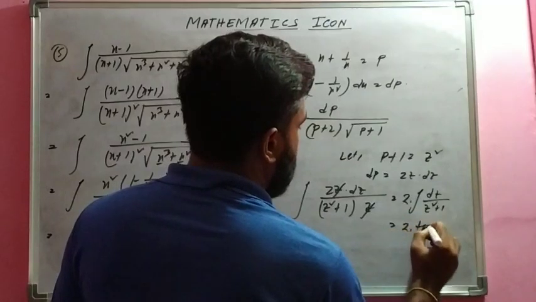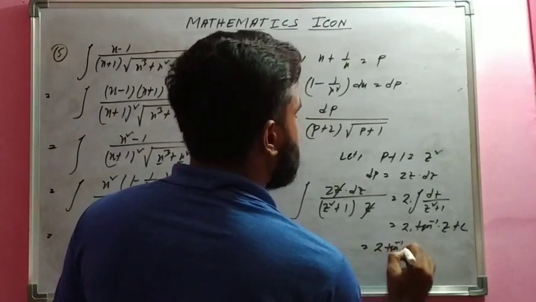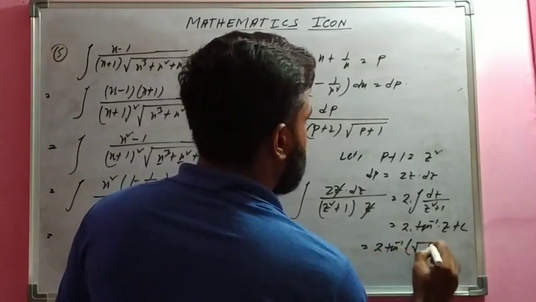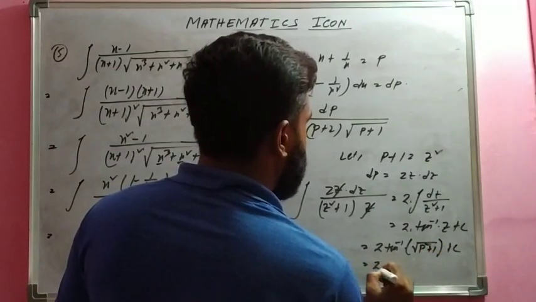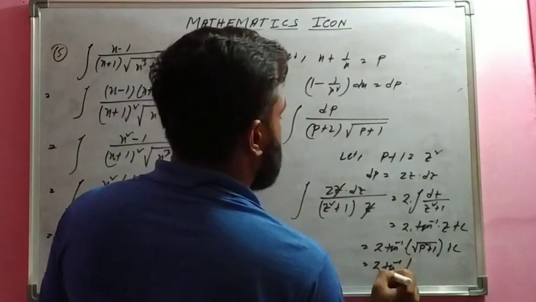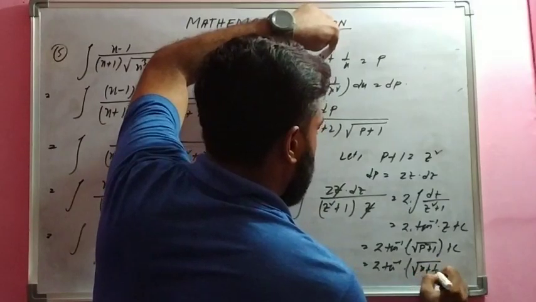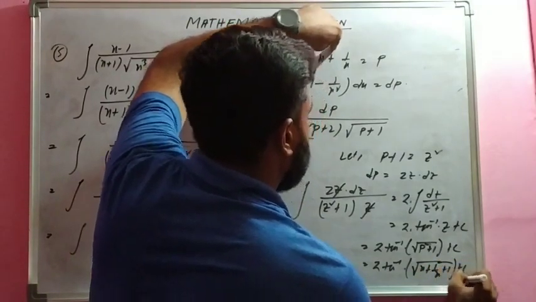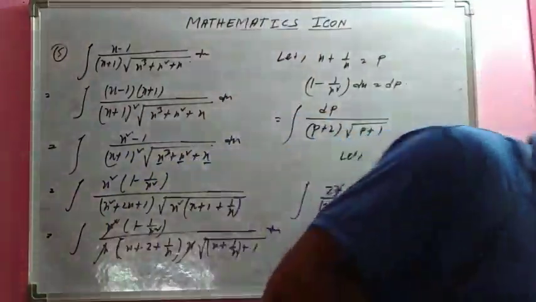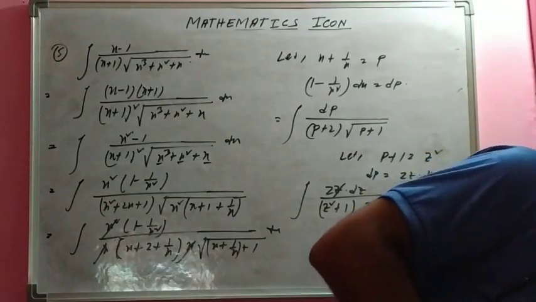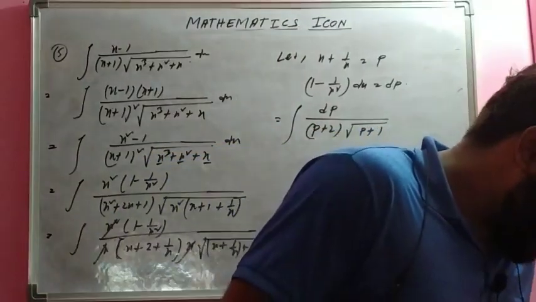That means 2 tan inverse z plus c. That means 2 tan inverse z means root over p plus 1, plus c. Just in place of p, you should use the original value. That means p means what? This one. Root over x plus 1 by x plus 1, plus c. This is the final answer. Okay? Very interesting questions. Very useful also. Okay? So, now the next question.